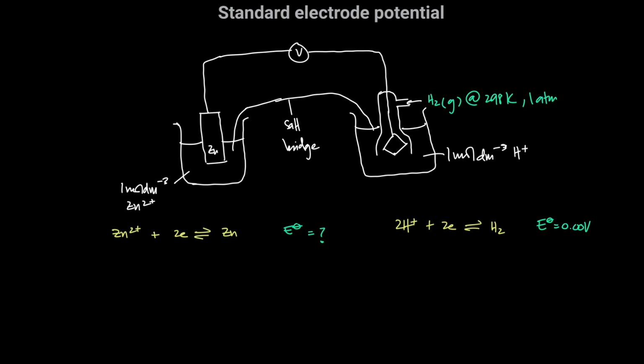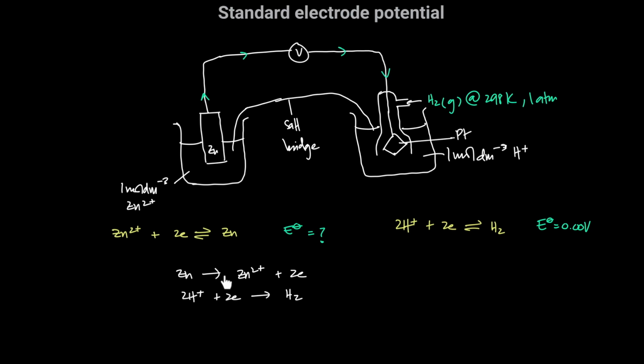So if zinc is a better reducing agent, it'll undergo oxidation relative to hydrogen. So over here we can say that electrons will go from the zinc electrode towards the standard hydrogen electrode, that platinum electrode that we have. Which means that over here, zinc is undergoing oxidation. It's the reducing agent. And H+ ions are undergoing reduction. They will be the oxidizing agents.